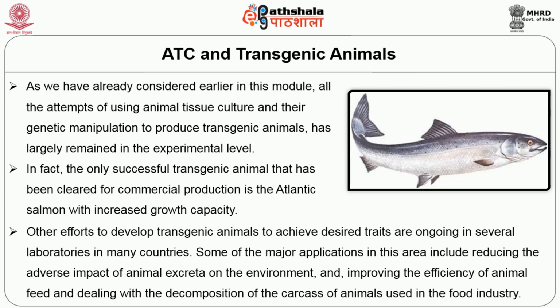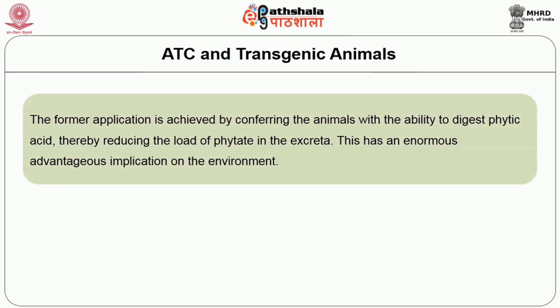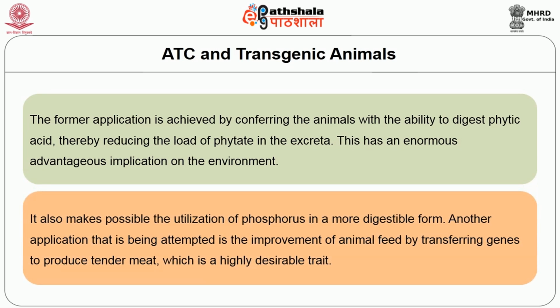Some of the major applications in this area include reducing the adverse impact of animal excreta on the environment, improving the efficiency of animal feed, and dealing with the decomposition of the carcass of animals used in the food industry. The former application is achieved by conferring the animals with the ability to digest phytic acid, thereby reducing the load of phytate in the excreta. This has an enormous advantageous implication on the environment. It also makes possible the utilization of phosphorus in a more digestible form.